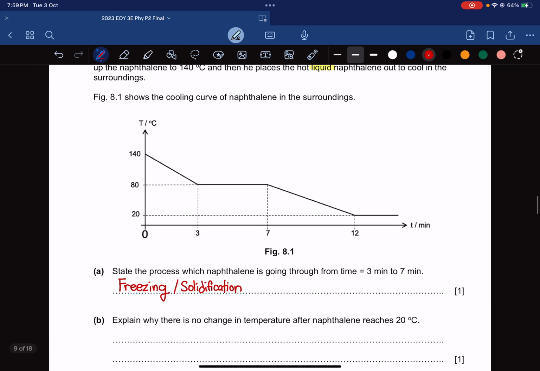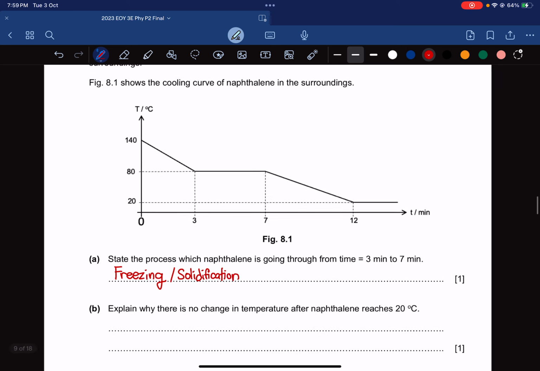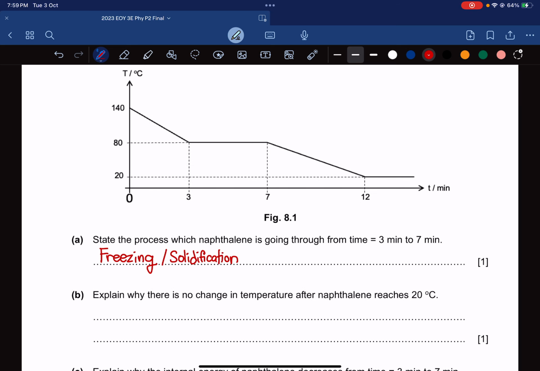Question 8, part B. Explain why there is no change in temperature after naphthalene reaches 20 degrees Celsius. If we look at this part of the graph over here, even though at 80 degrees it has already turned into solid, the temperature continues to cool all the way until this point over here, which remains constant after that. The reason why is because at time equals 12 minutes at 20 degrees Celsius, naphthalene reaches thermal equilibrium, which happens when the temperature of naphthalene is equal to the temperature of the surroundings.